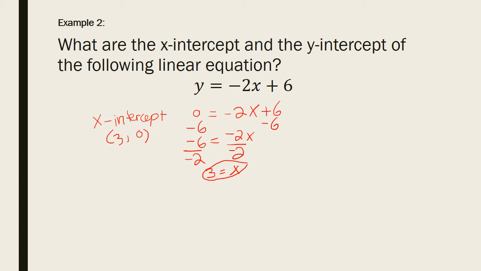Now to find the y-intercept, I know that for the y-intercept, the x value is 0. So in this situation, I have to substitute 0 for x and try and solve the equation for y. And when I substitute 0 for x, I end up with a value of 6. So the y-intercept is (0, 6). So this linear equation has two intercepts. The x-intercept is (3, 0), and the y-intercept is (0, 6).